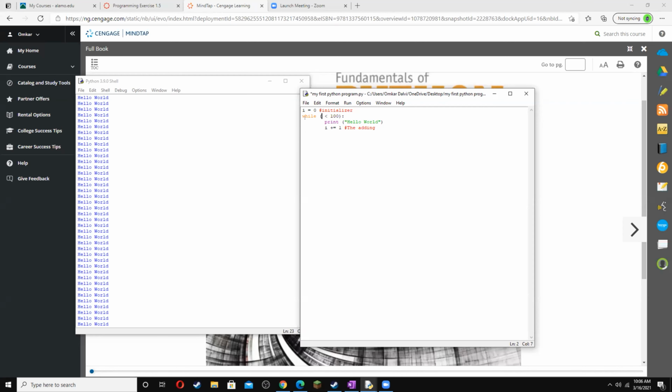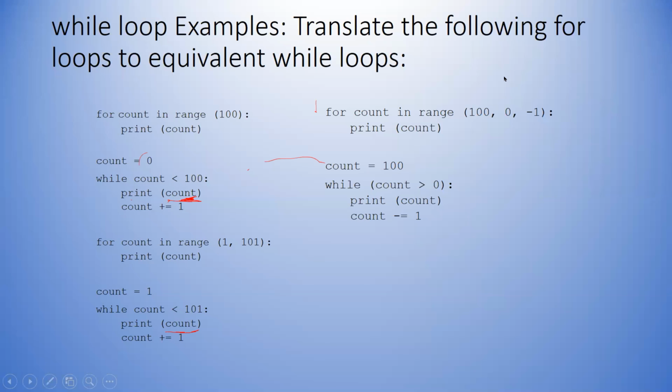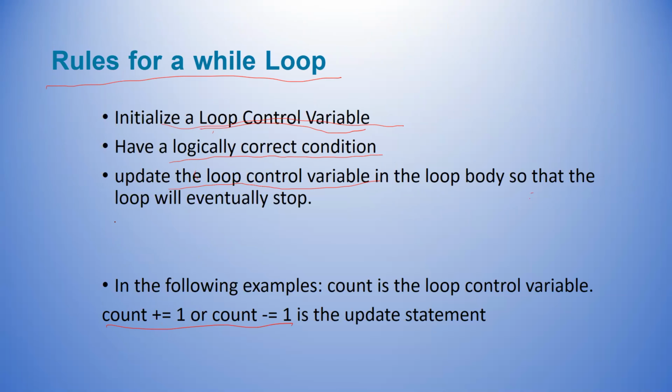Okay, the adding, that's the updating. So this is the simplest way of using the while loop. And when you use the while loop, there are 3 things you need to remember. Initialize the loop control variable, make your condition correct, and make sure you update. Those are the 3 things, and I put it here, the rules, right? Make sure you remember those.